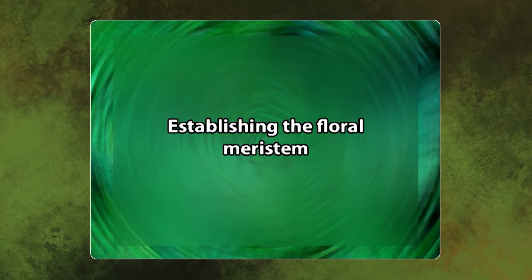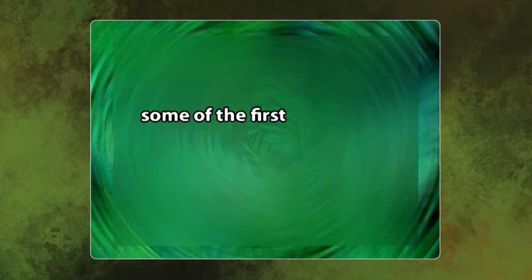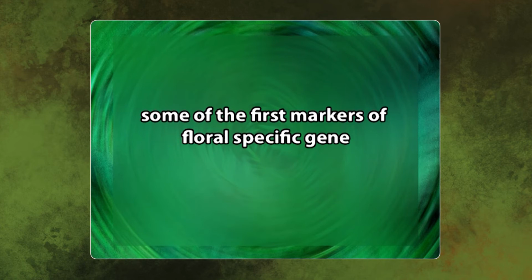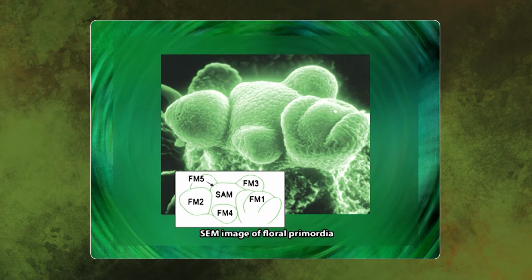Establishing the floral meristem. The floral meristem emerges as a lateral outgrowth or bulge on the periphery of the inflorescence meristem. It is at this stage that some of the first marks of floral specific gene expression can be detected. Once the floral meristem is established, it undergoes a stereotypical pattern of growth through a series of well-defined stages. Landmark stages include the first morphological appearance of an outgrowth on the flanks of the inflorescence meristem.